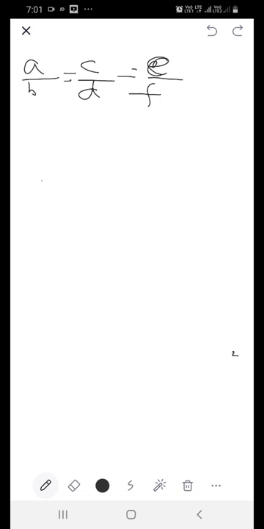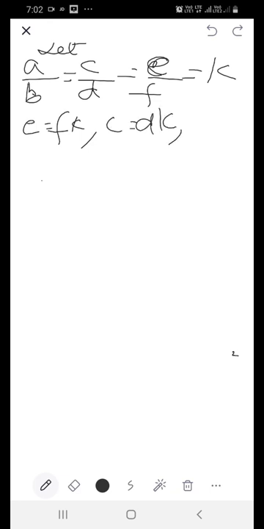And I am going to take it as let. You are going to write let A upon B is equal to C upon D is equal to E upon F is equal to K. This is called the K method for doing the proofs. Now if I take all equal to K, from here E becomes equal to Fk, C becomes equal to Dk, and A becomes equal to Bk.